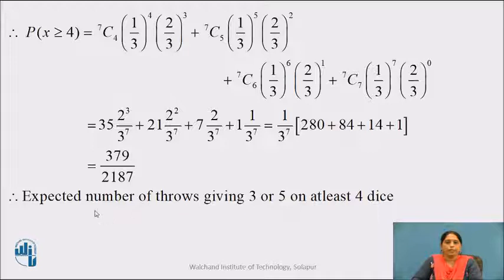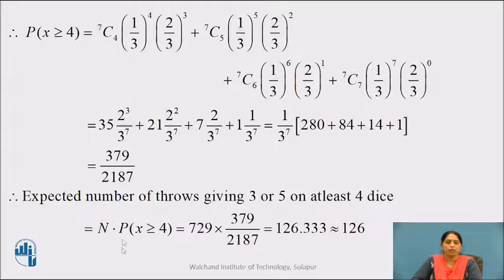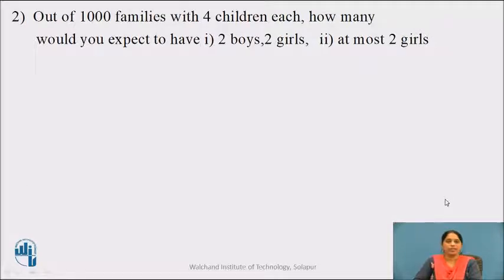Therefore, the expected number of throws giving 3 or 5 on at least 4 dice is obtained by capital N into the probability. So, it is equal to 729 into 379 upon 2187, whose value is 126.333, which is rounded off to 126. So, the expected number of throws giving 3 or 5 on at least 4 dice is 126. Now, let us go for the second example.